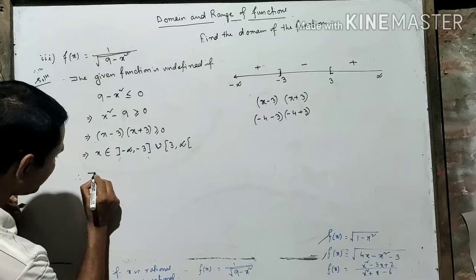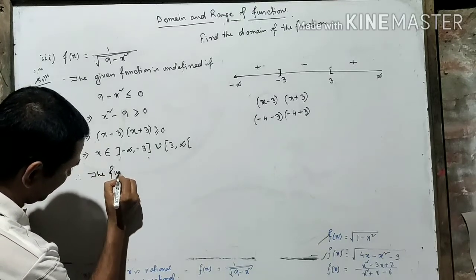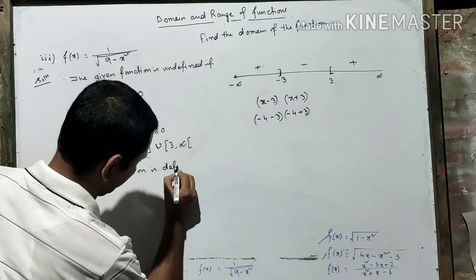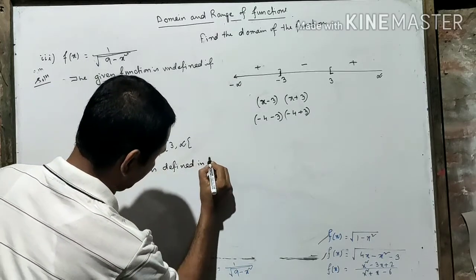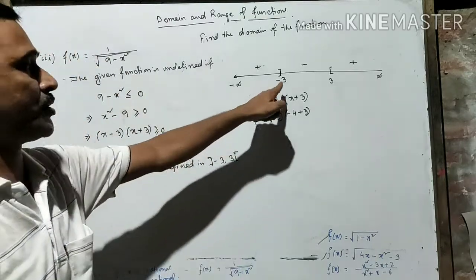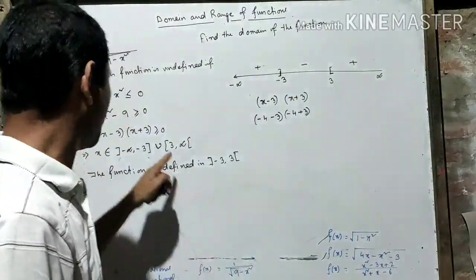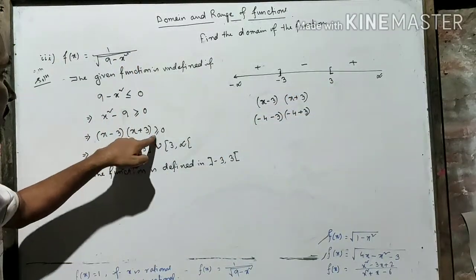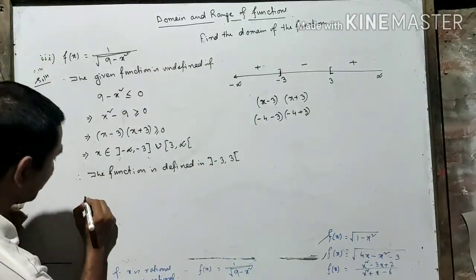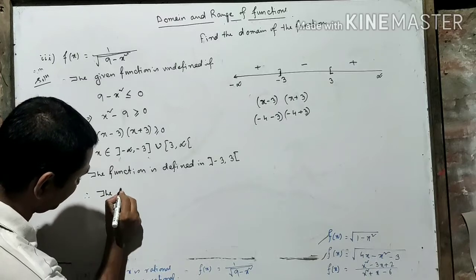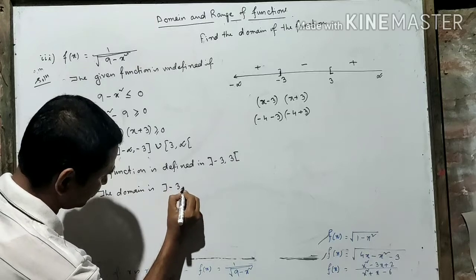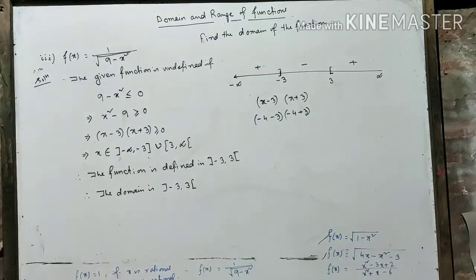Therefore the function is defined in the open interval minus 3 to 3. Why open? Because at the boundary points the function is undefined. It becomes 0, and when it becomes 0 it is undefined. So this is our domain. Therefore the domain is this. Alright.